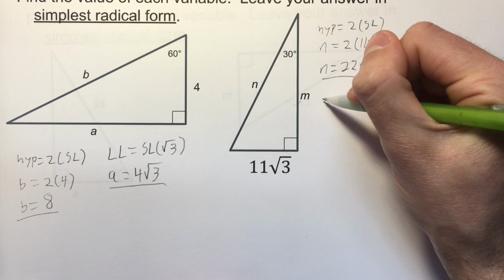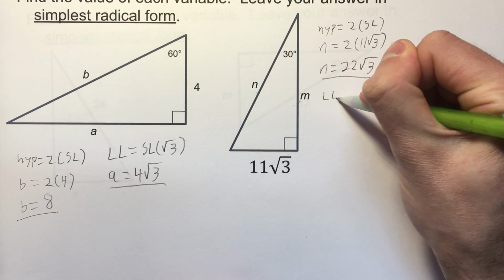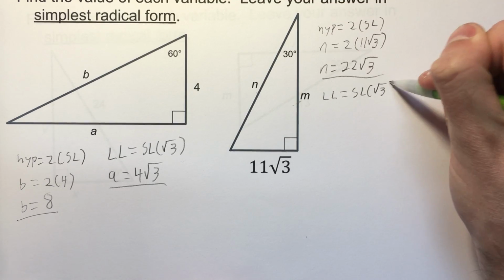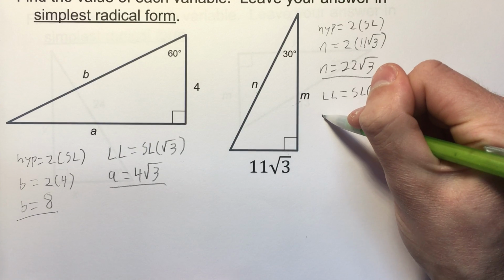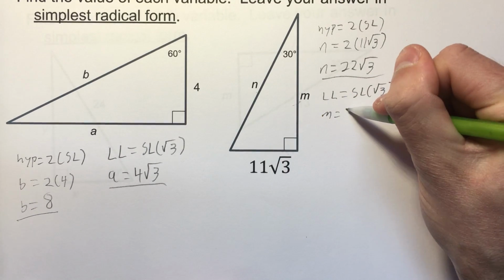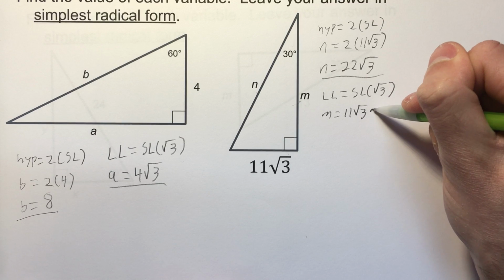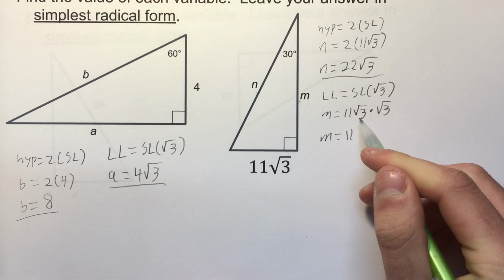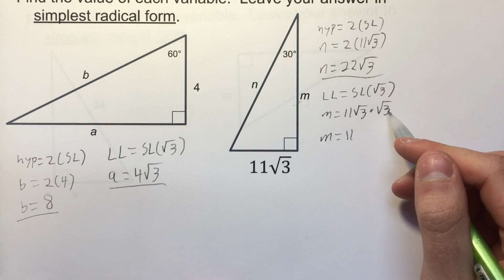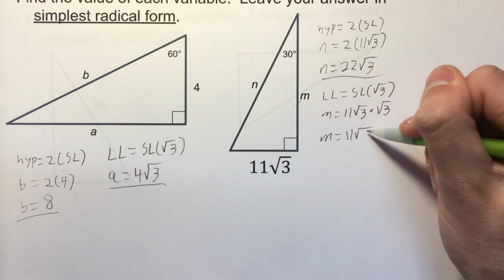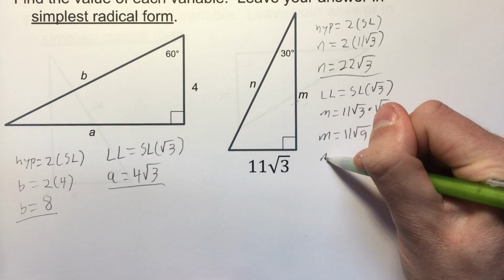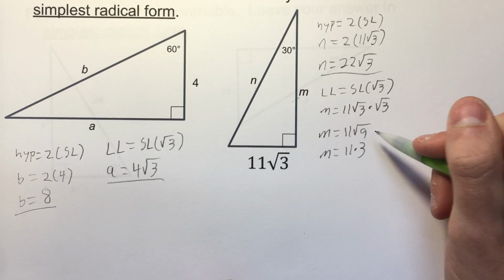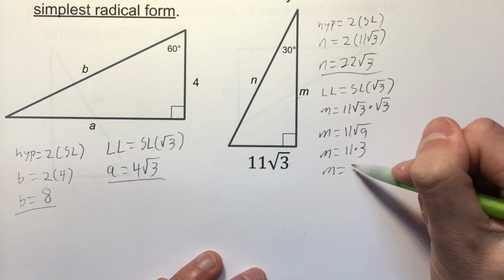Now to find M, we want to do longer leg, so LL equals shorter leg times the square root of 3. Our longer leg is going to be M equals 11 root 3 times root 3. So M is going to equal 11, well, root 3 times root 3 is root 9. So 11 times the square root of 9. And we can simplify that further to M equals 11 times 3, because that's the square root of 9. So M is equal to 33.